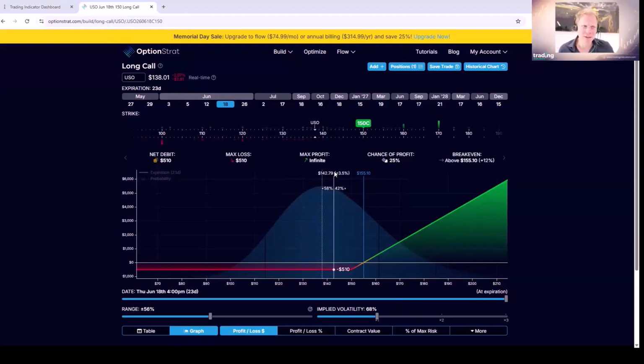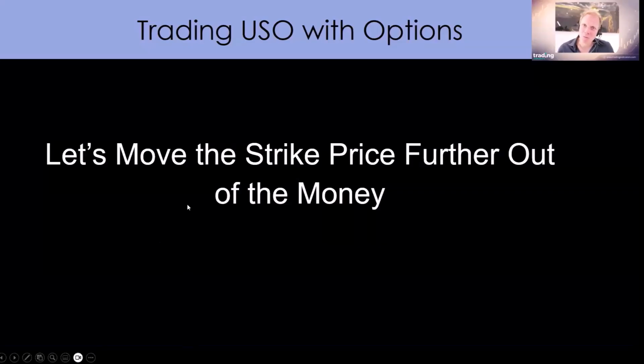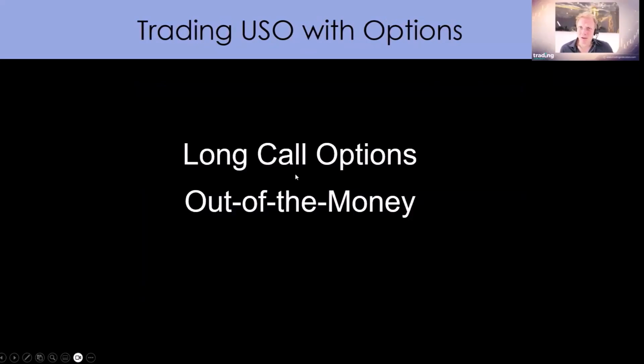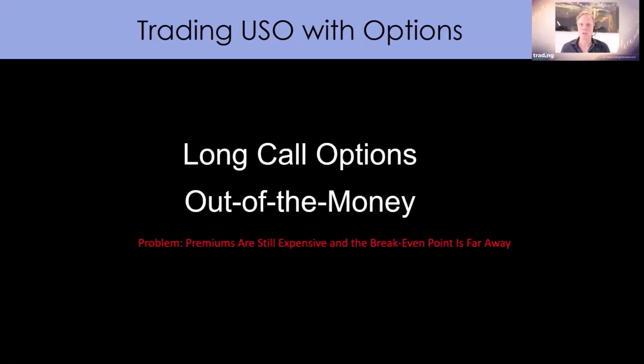So if I go back to my slides here, yes, we could move further out of our strike price, but if we do, yes, we're going to pay a little bit less. That's why I made this little circle here go from red to orange. But our break-even price will also go further out. Not so ideal. All right. So long call options, more out of the money. Yes, it's going to be less expensive, but to me, still expensive at 650 or 670. And our break-even point is further away. Not ideal either.